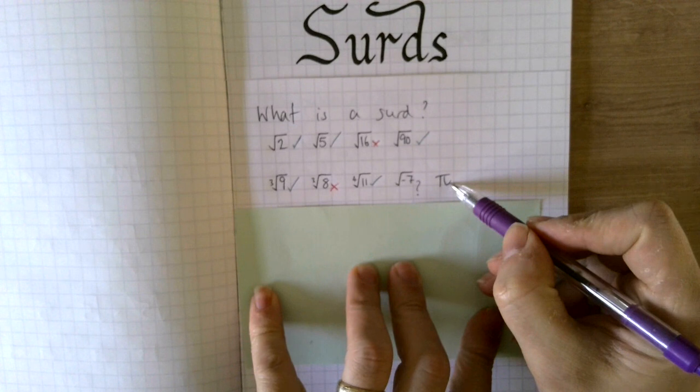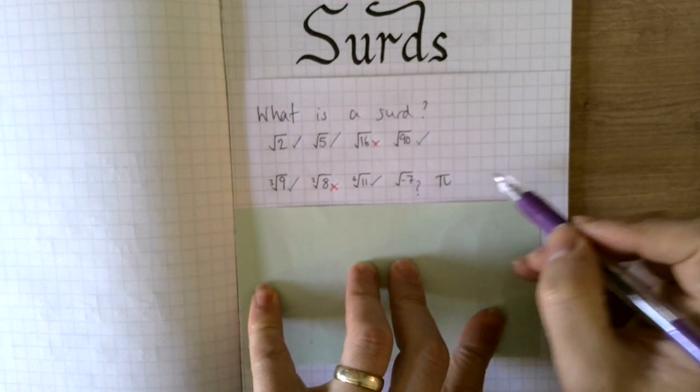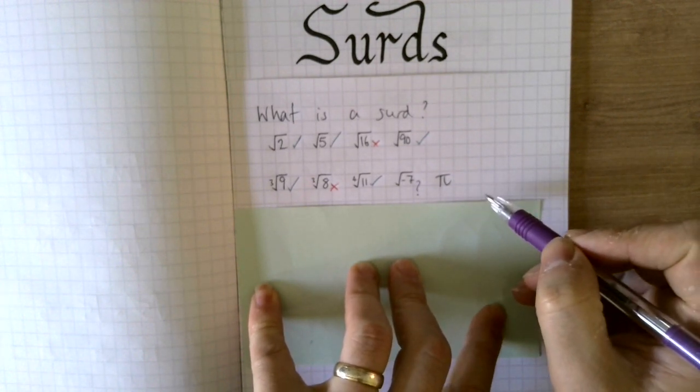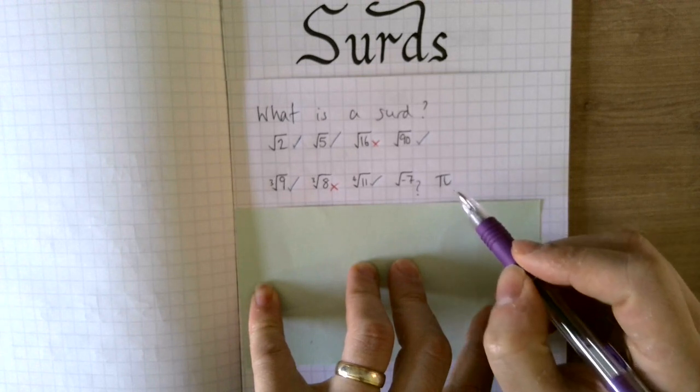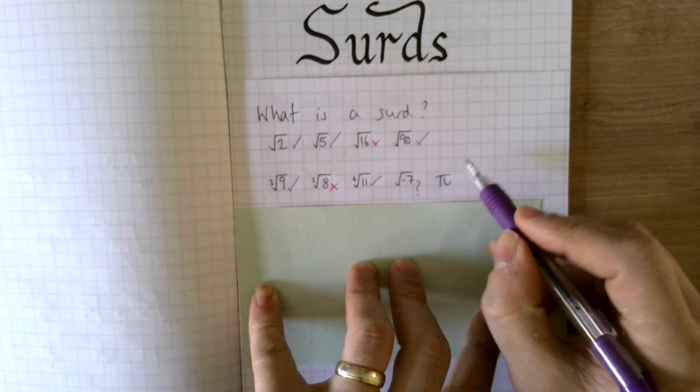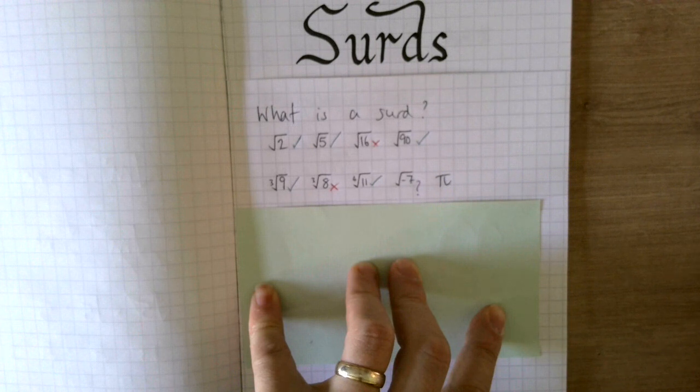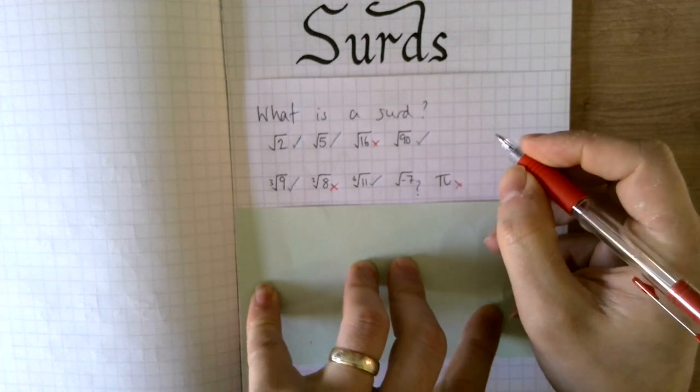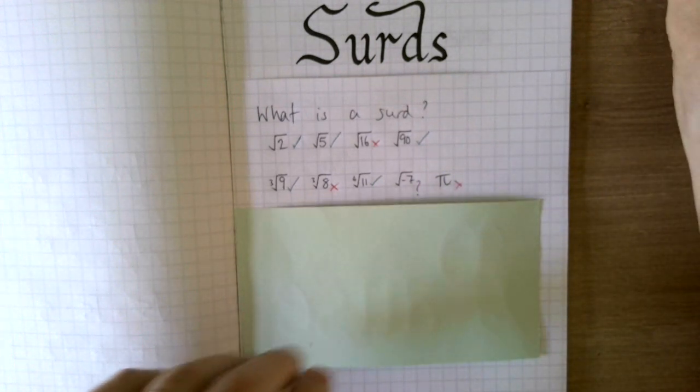I just want to throw in pi, because pi is one of those irrational numbers that goes on forever and it doesn't recur and it doesn't repeat. But because it's not involving a root, it's not a surd. You never get asked, is this a surd or not, but it's just worth having a think about them.